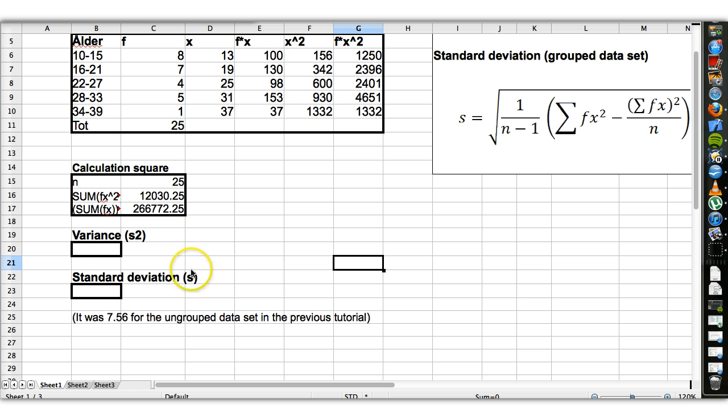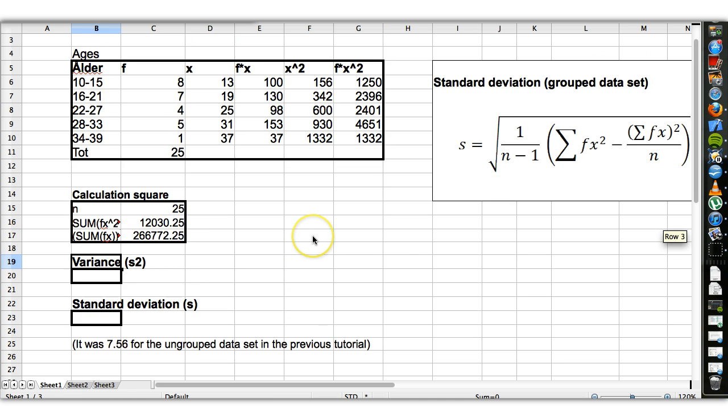Now, you might notice I've entered the variance here too. I did that because the variance is basically calculated using the same formula, except we're not using the square root, which is why we call it S2. It's actually S raised to the power 2. So I'm going to start by doing that.